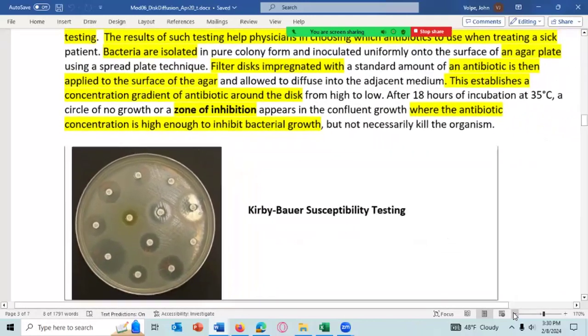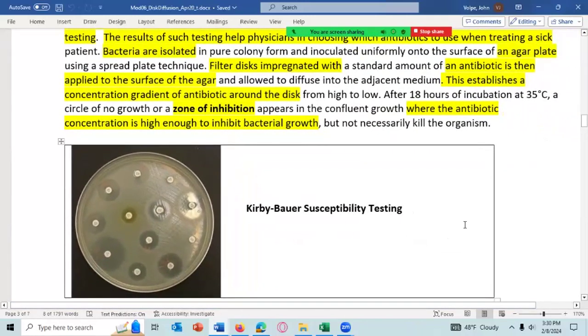I've got to shrink that down a little further. So bacteria are put on the plate, and then a filter disc impregnated with an antibiotic is applied to the surface of the agar. The antibiotic will diffuse out of the paper disc, and if the antibiotic is effective at inhibiting the growth or killing the cells, you'll see a zone of inhibition after you get the bacteria to grow.